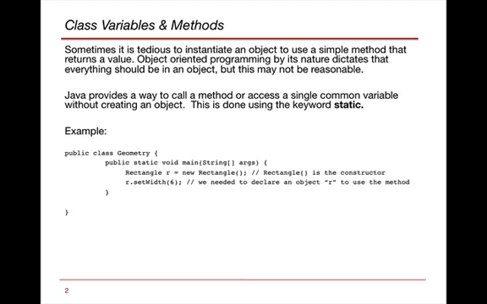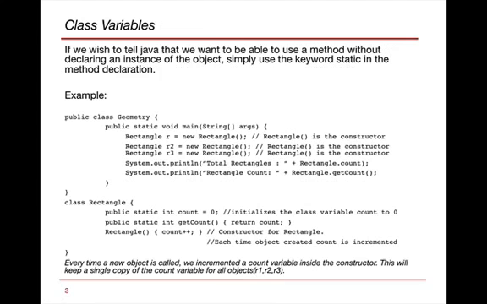So this is our previous example from before where we have our geometry class and we've declared an instance of the object rectangle defined as R, and we can access our methods using R. If we want to tell Java that we want to use a method without declaring an instance of an object, or even a variable without an instance of an object, all we need to do is put the keyword static in front of the method declaration. And very simply, here's an example.